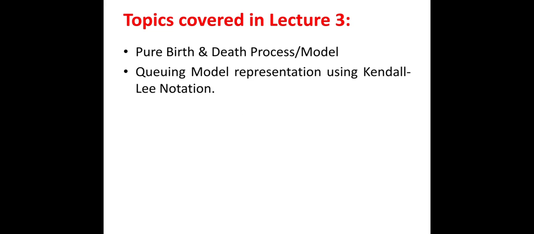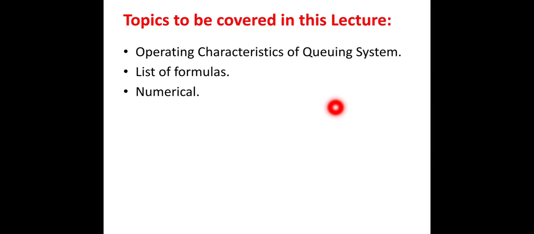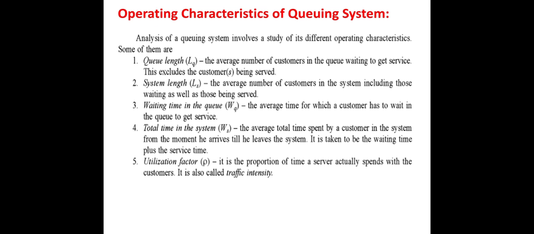In lecture 3 we covered the topic of pure birth and pure death process models and queuing model representation using Kendall and Lee notation. In today's topic we will discuss the operating characteristics of a queuing system and the list of formulas which we use to solve problems, and we will solve one of the problems after seeing the formulas. The operating characteristics of a queuing system is nothing but a study of its different operating characteristics.